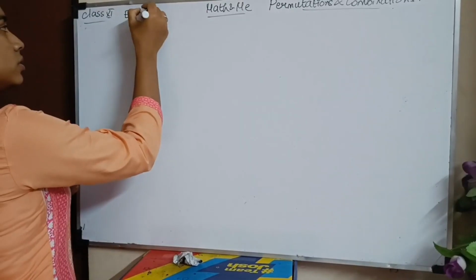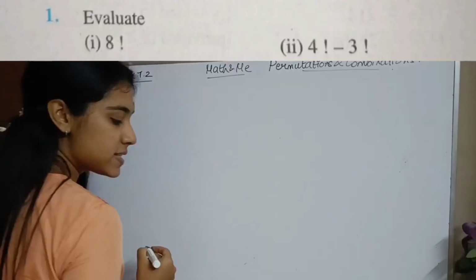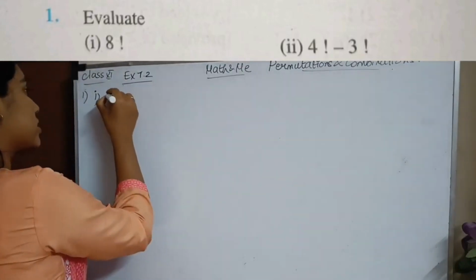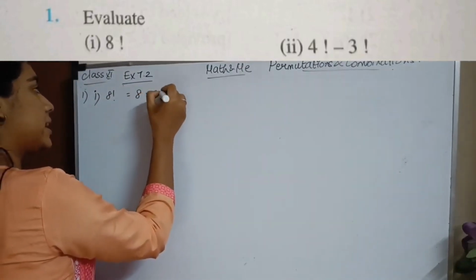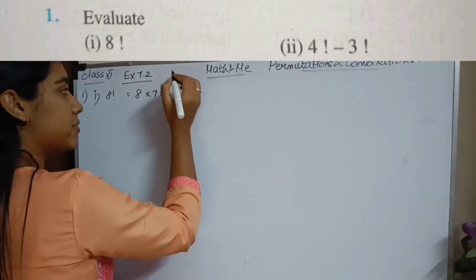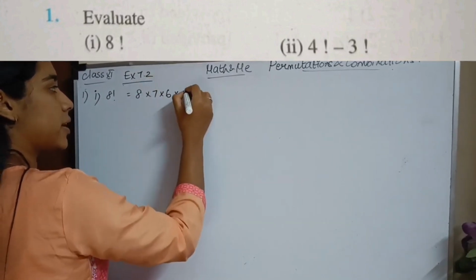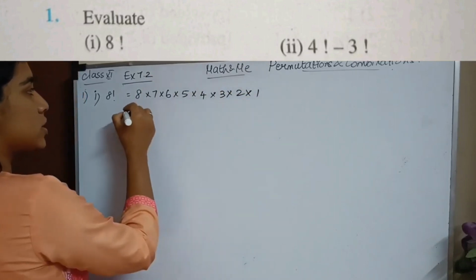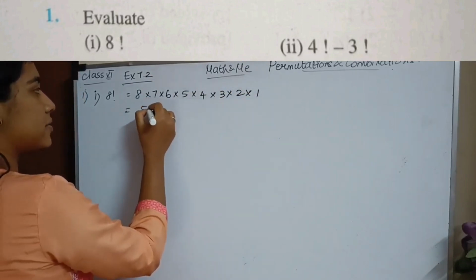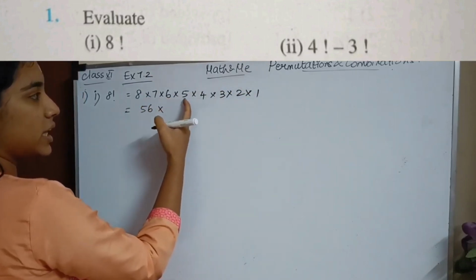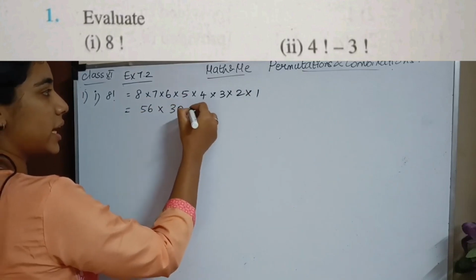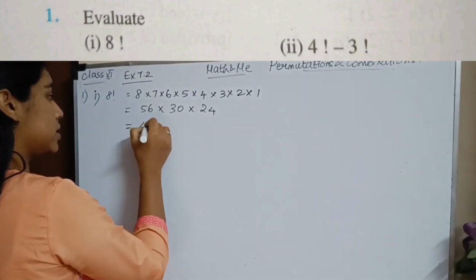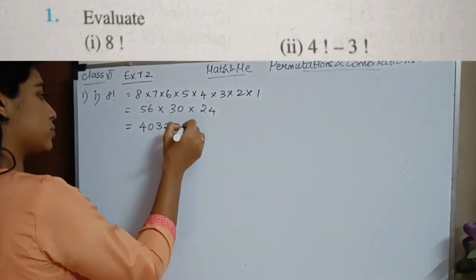Exercise 7.2. It is a very easy exercise. I'll solve all the questions quickly. So first, 8 factorial. What is 8 factorial? 8 times 7 into 6 into 5 into 4 into 3 into 2 into 1. So 8 sevens are 56 times 30 times 12 twos are 24. So it will be 40320. Okay.